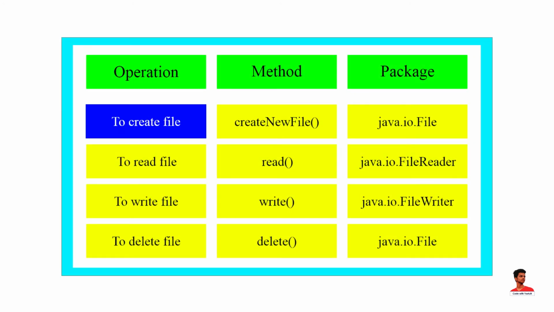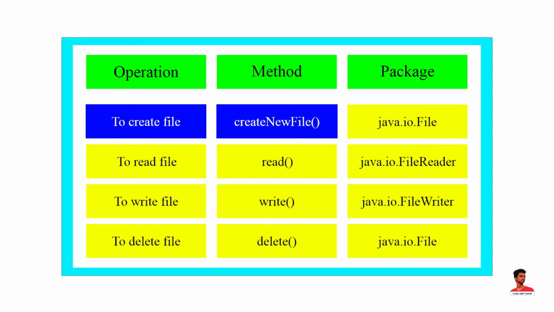To create a new file, we can use the createNewFile method. It returns true if a new file is created, false if the file already exists in the specified location.